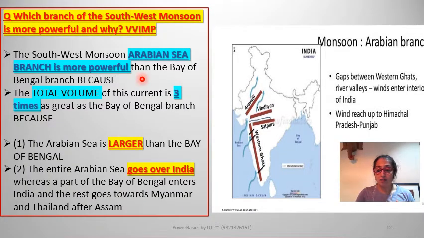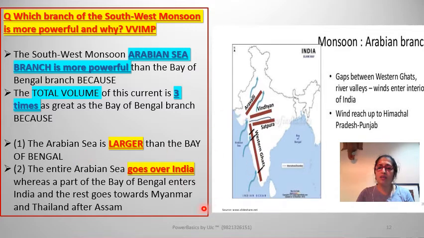The important thing to ask now is, the southwest monsoon has two branches, the Arabian Sea branch and the Bay of Bengal branch. Which branch of the southwest monsoon is more powerful and why? The southwest monsoon Arabian Sea branch is more powerful than the Bay of Bengal branch. Why? Because the total volume, meaning quantity, of this current is 3 times as great as the Bay of Bengal branch. And why does that happen?